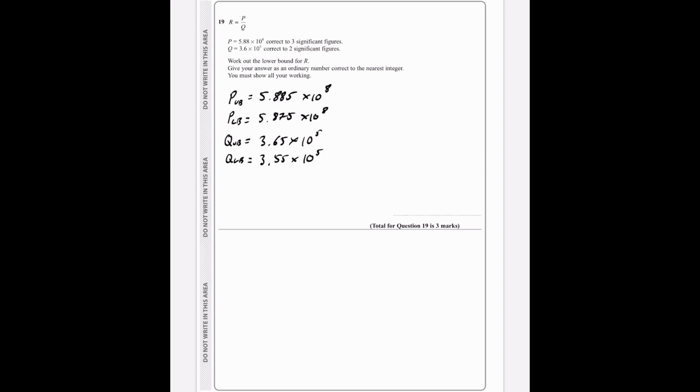Then we want to find the lower bound of R. To find the lower bound of R, we want P to be as small as possible and Q to be as large as possible. So we'll take the lower bound of P and the upper bound of Q. The lower bound of P, 5.875 times 10 to the 8. The upper bound of Q, 3.65 times 10 to the 5. And that comes out as 1,609.589, etc. Rounded to the nearest integer is 1610.